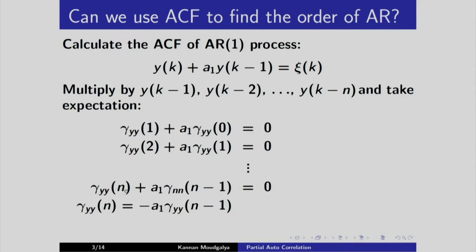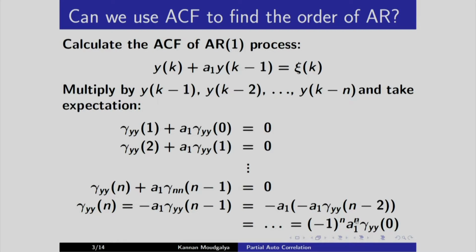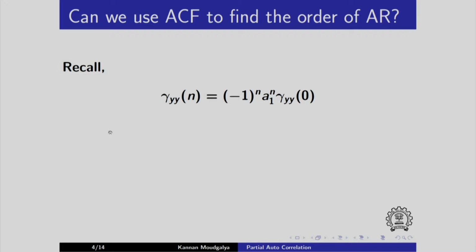So this is gamma yy of n equals minus of this, and when substituted from the previous equation becomes like this, and finally we arrive at this expression, minus 1 to the power n a1 to the n into gamma yy of 0. This is the equation we arrived at in the previous slide.